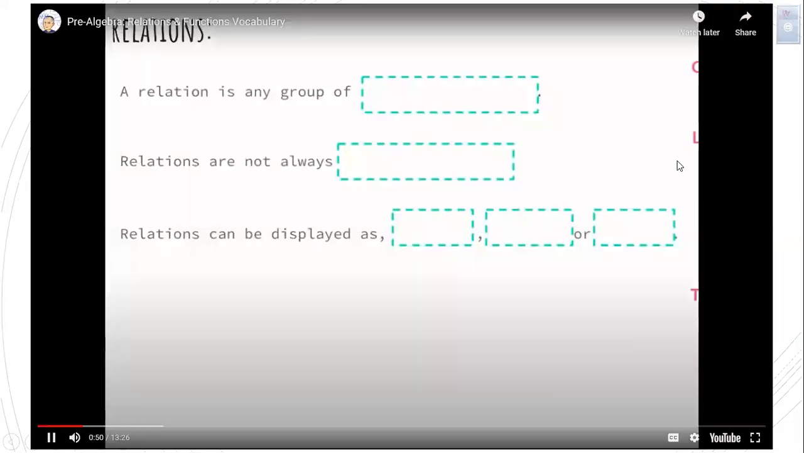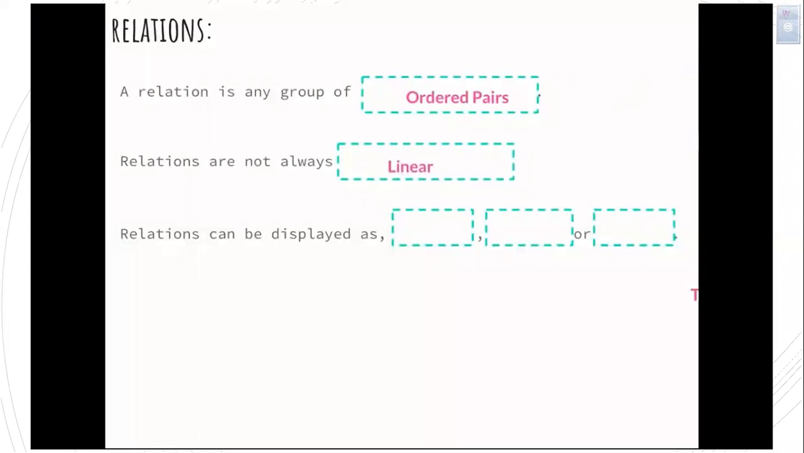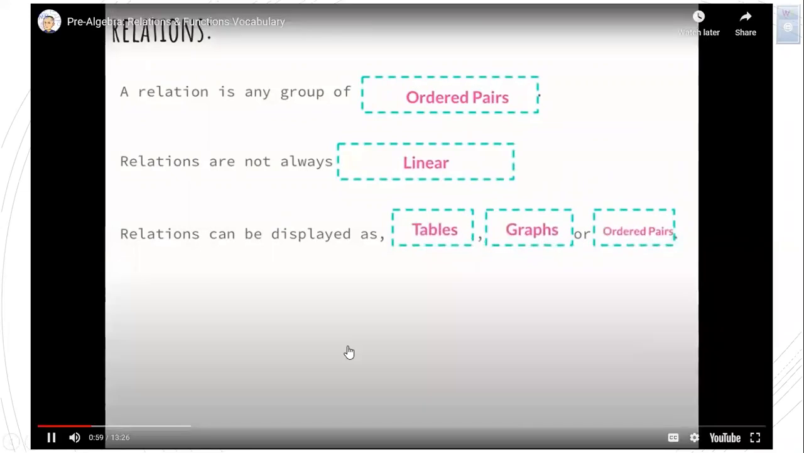Relations here. Relation is any group of ordered pairs. Relations are not always linear, and they can be displayed in three ways. You can show them either using tables, graphs, or ordered pairs.